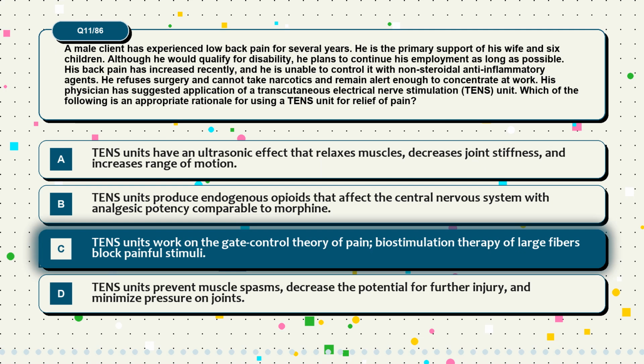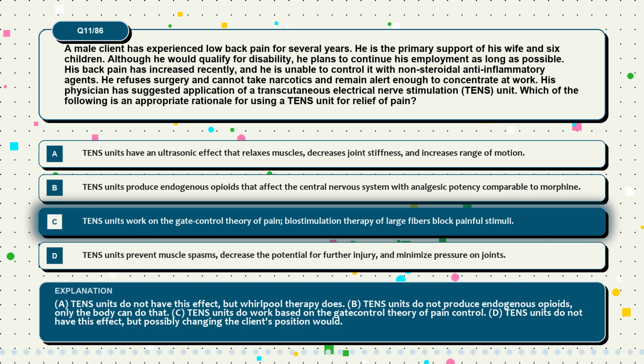The correct answer is option C. TENS units work on the gate control theory of pain. Biostimulation therapy of large fibers block painful stimuli. TENS units do not have this effect, but whirlpool therapy does. TENS units do not produce endogenous opioids, only the body can do that. TENS units do work based on the gate control theory of pain control. TENS units do not have this effect, but possibly changing the client's position would.